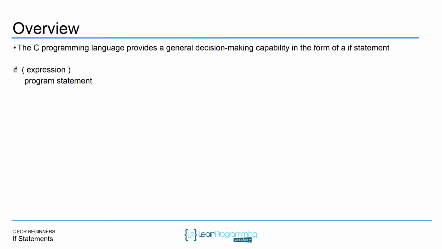If keyword, and then inside the left and right parentheses you have something called an expression. We know what expressions are and the difference between statements. That expression has to evaluate to true or false. And then you have a program statement. And so this is the most simple kind of if statement.